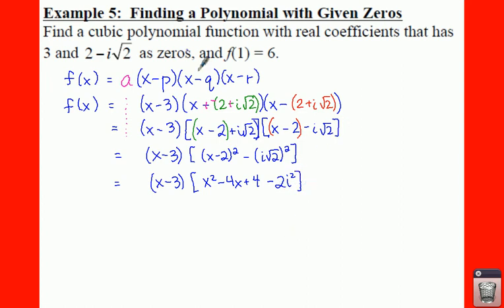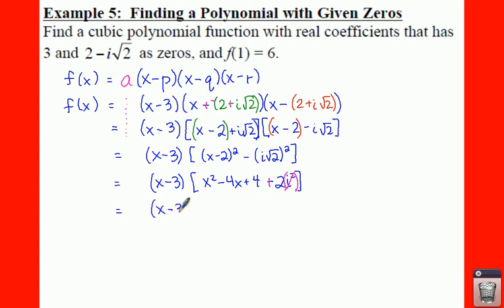Now remember, this i squared, back here in the back, becomes a negative 1. So if that is a negative 1, we cancel that out and make this negative 2 a plus. That is how you get rid of your i. And that's what we're trying to do here, is get rid of our i.